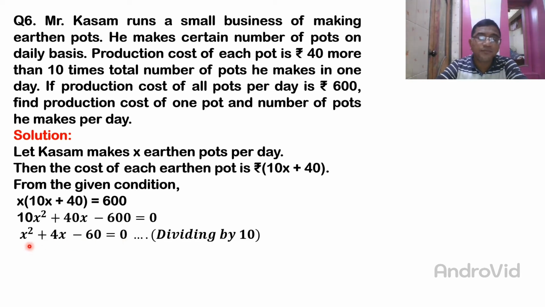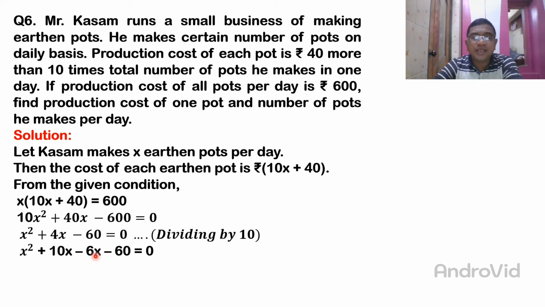x squared plus 4x minus 60 is equal to 0. So the product is 60, and the sum or subtraction is 4. See, the product is 60 and the sum or subtraction must be 4. So 10 sixes are 60.